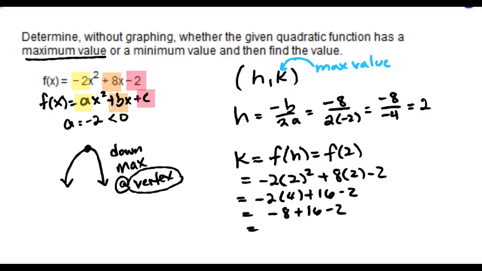Negative 8 plus 16 is positive 8, and 8 minus 2 is 6. So this function has a maximum value of 6.